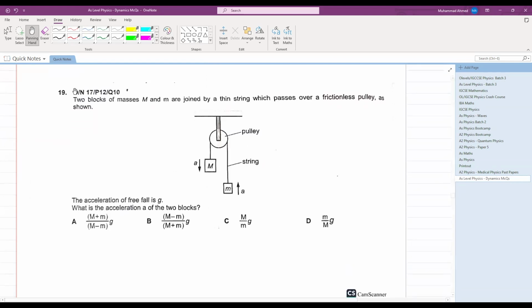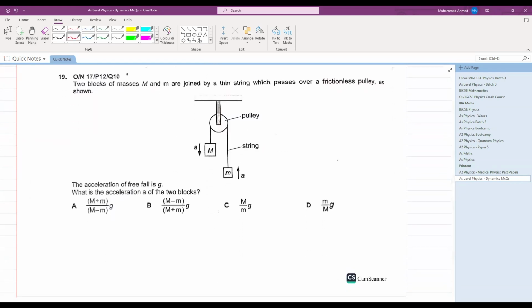Okay, let's try this question out. This seems interesting. Two blocks of mass, capital M and small m, are joined together by a thin string which passes over a frictionless pulley as shown. Perfect. The acceleration of free fall is g. What is the acceleration a of the two blocks? We have to calculate the acceleration of the two blocks.